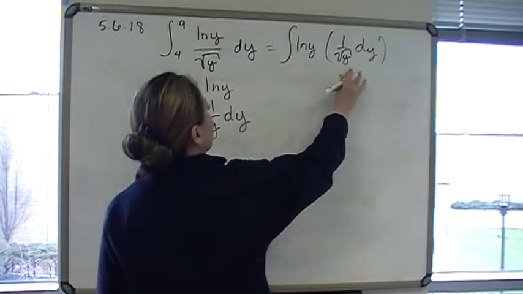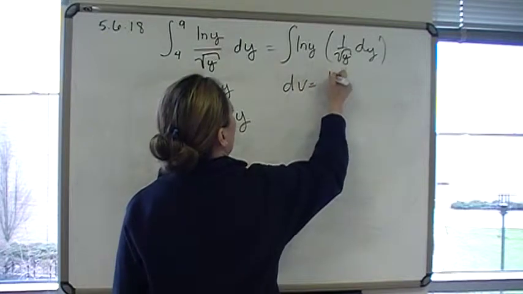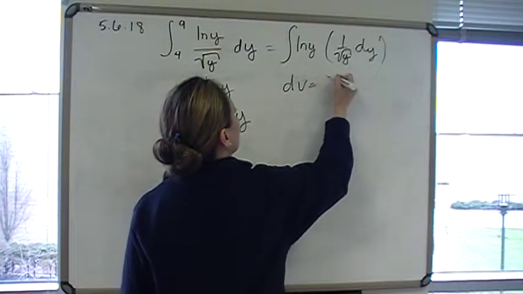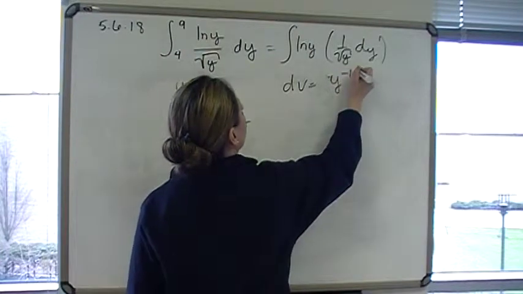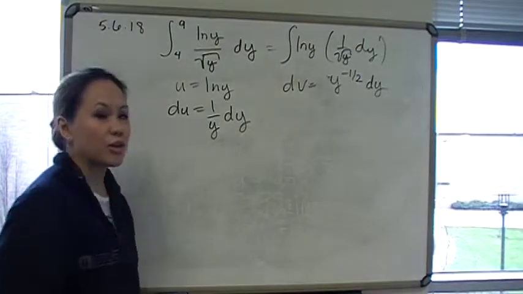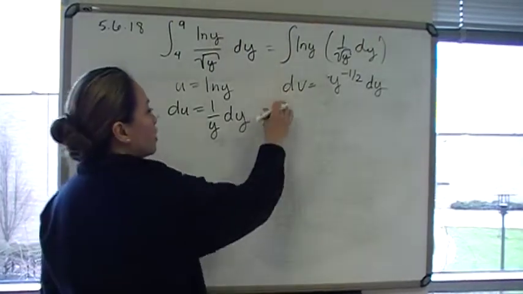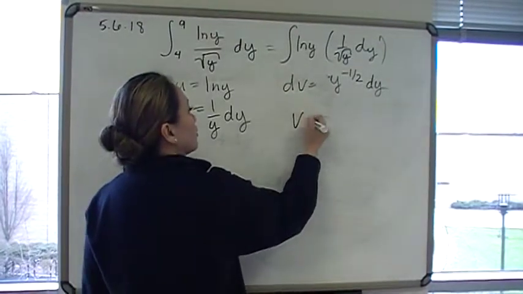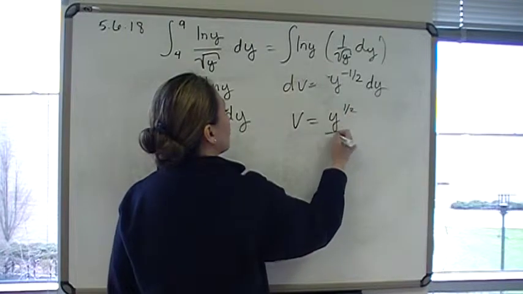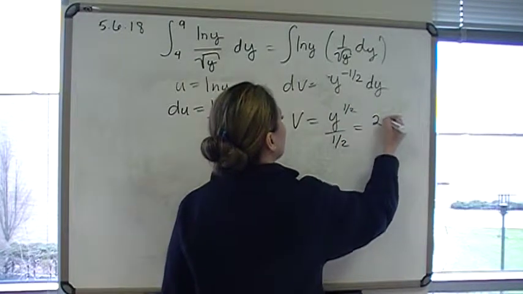If this is du, then this is dv, right? So dv is, we're going to call this y to the negative 1/2 dy, because it's easier to do the integral of that. So to find v, we integrate both sides. V then is going to be y to the 1/2 over 1/2, and that is equal to 2 square root of y.